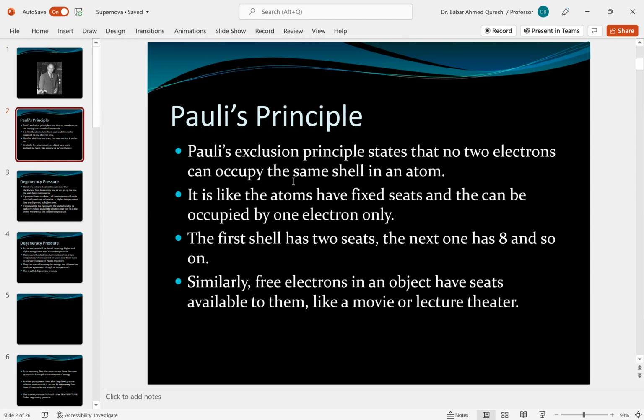It states that no two electrons can occupy the same shell in an atom. That's what you learned in chemistry. It is like the atoms have fixed seats and they can be occupied by one electron only. The first shell has two seats, the next one has eight, and so on. Similarly, free electrons in an object, like if you have a solid, then it has lots of free electrons. The outer shell electrons are just free, they're just moving around. And that's true for the core of a star as well, because the core is very dense, so all the electrons are meshed up. They don't belong to any atom. They're shared by the whole core. So objects have seats available to free electrons, like a movie or lecture theater.